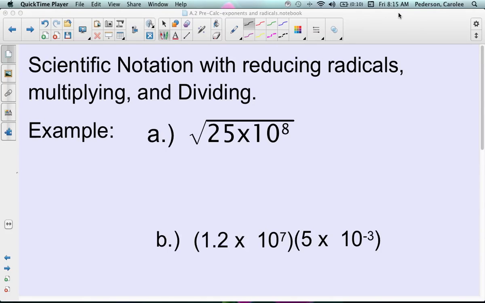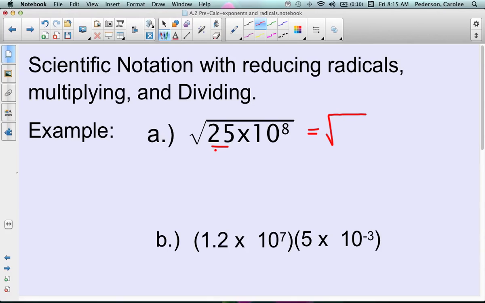Here are some scientific notation examples on reducing with radicals, multiplying scientific numbers together, and dividing scientific numbers together. So our first example has a radical. It's the square root of 25 times 10 to the 8th. So what you can do is you can simplify this by separating out each piece.